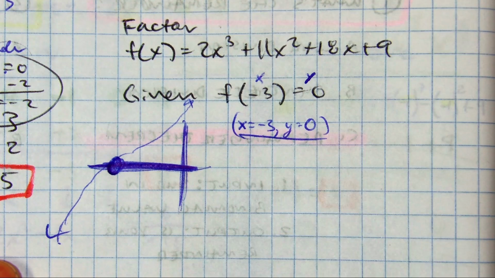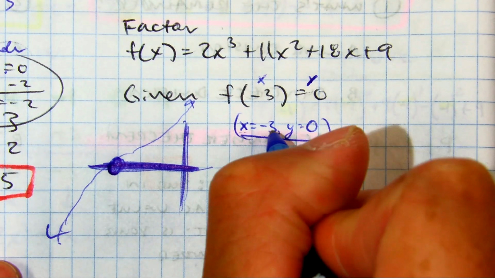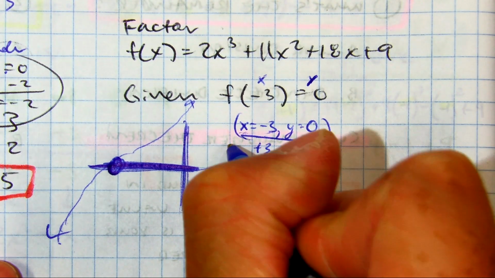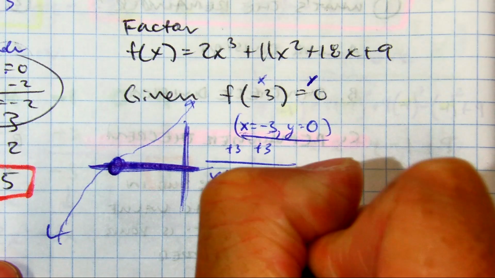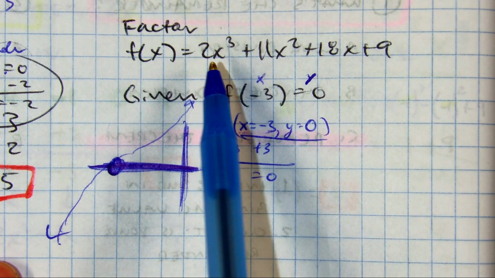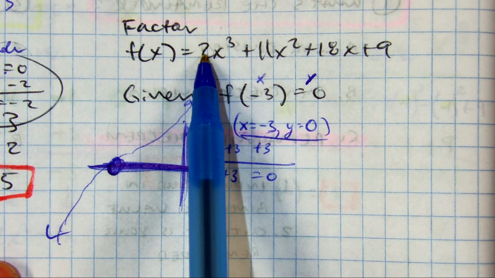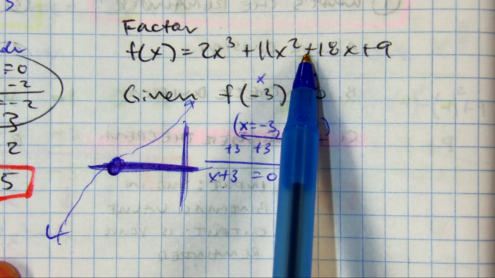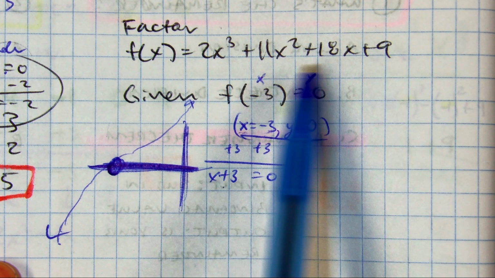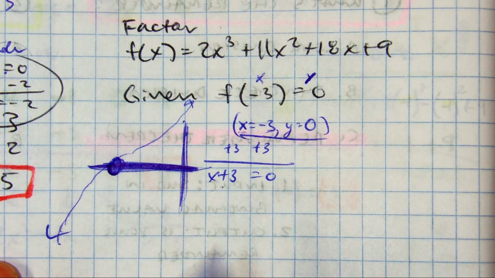Okay, so how does that work in reverse? If I want to make this equal to 0, I would add 3. x plus 3 equals 0. And this was yesterday's lesson, right? I said something like this: is x plus 3 a factor of 2x cubed plus 11x squared plus 18x plus 9? And what you would do is use synthetic division, right? So let's use synthetic division.